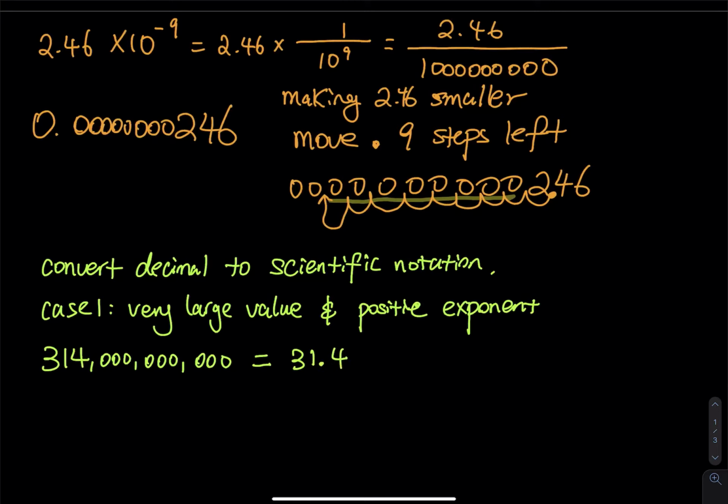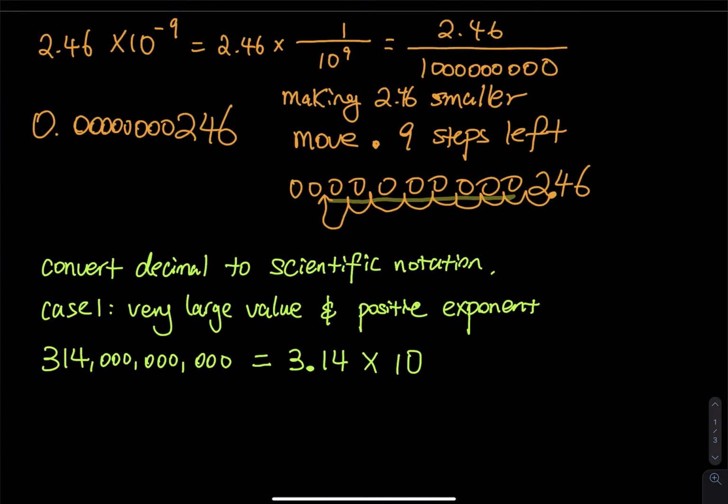Is this between 1 and 10? No, that is not right, right? So that is not right. Okay, let's erase this. Can I have 314? No, 314 is not between 1 and 10. So the only option is 3.14, all right? And then times 10 to some power, right? What number goes there? So this is how we do it.